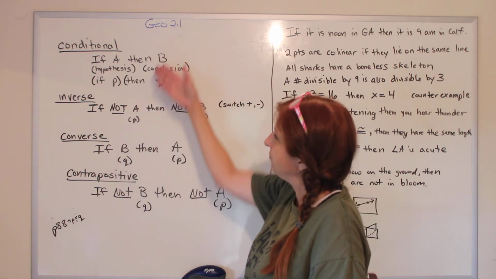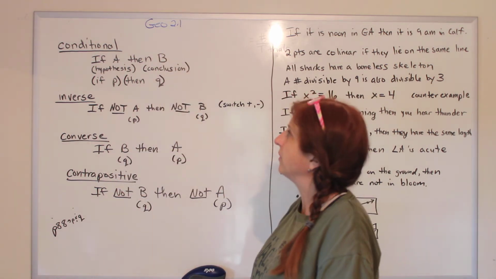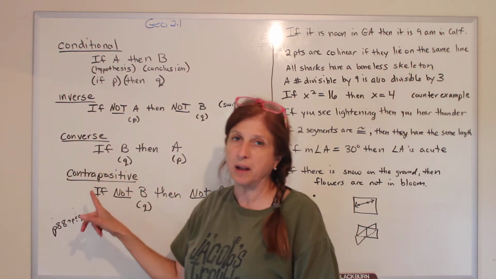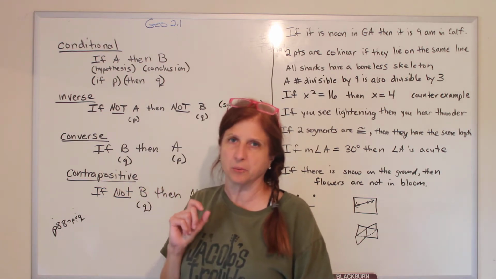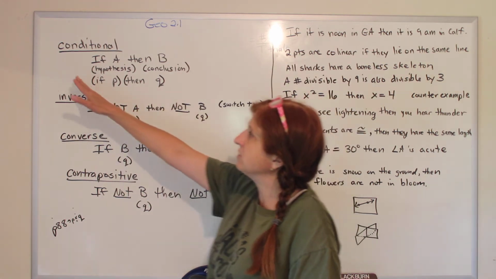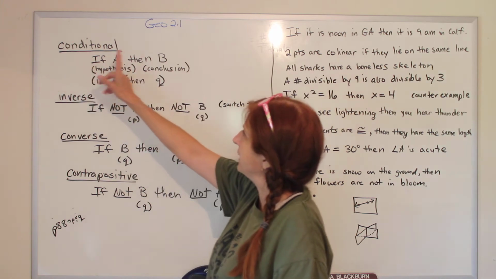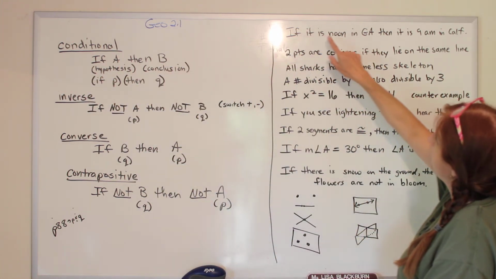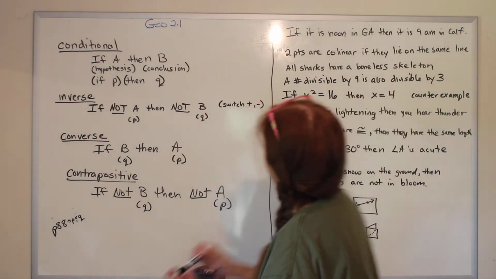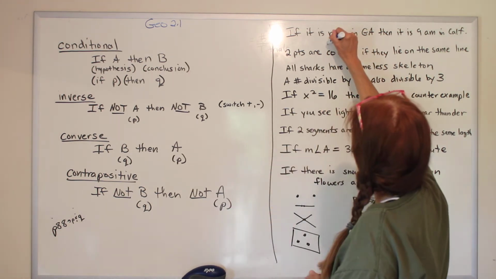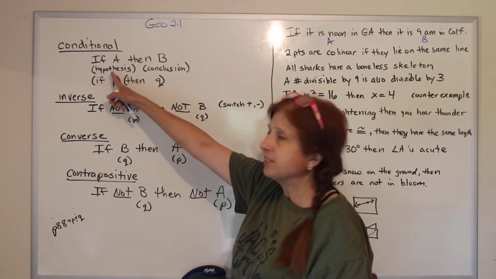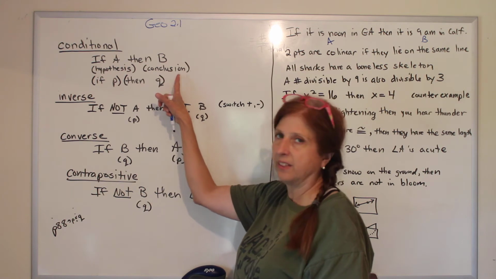Now, there are 4 different ways of writing these statements. They are called conditional, inverse, converse, and get a load of this, contrapositive. That sounds fancy, doesn't it? I always love it when you get to do fancy math. This seems a little fancy. So, the conditional statement is just your regular if-then statement. If A, then B. So it would be if it is noon in Georgia, then it is 9 a.m. in California. The A is it being noon in Georgia. The B is it being 9 a.m. in California. The if part is also called the hypothesis, and the then part the conclusion.